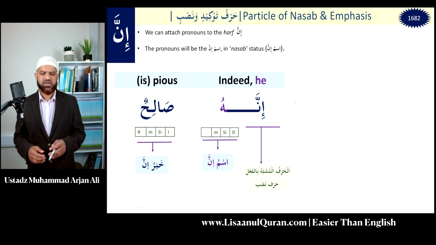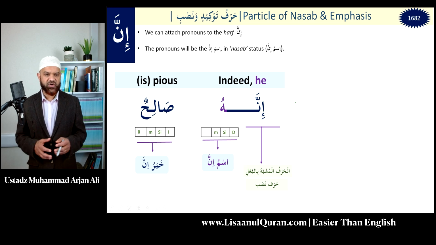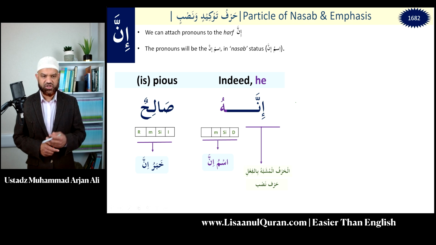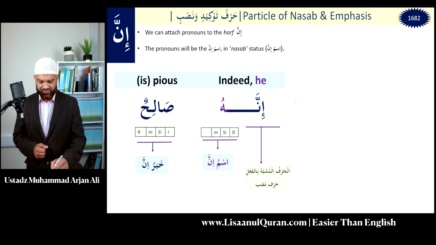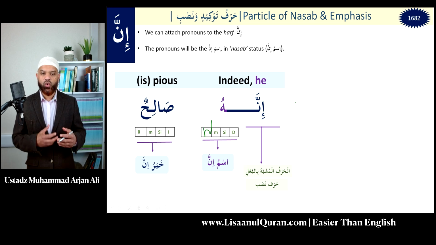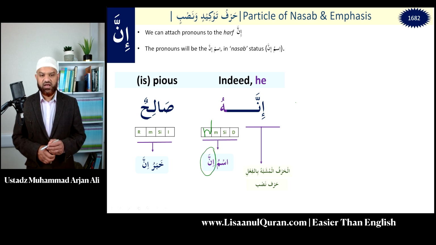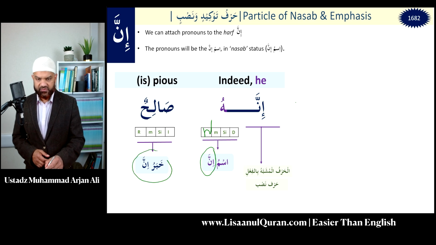Hamidun salihun. Then I want to say he is pious. Normally I will say huwa salihun. He is pious. But now I want to give emphasis to the meaning. So I add indeed in front of it in English. Indeed, he is pious. So in Arabic, I would add inna, then the word huwa. That will be converted to hu because it needs to be in the nasab status. So this is what we have here. Innahu salihun. Indeed, he is pious. Now again, the hu part will be the ismu inna, and of course salihun will be our khabar of inna.